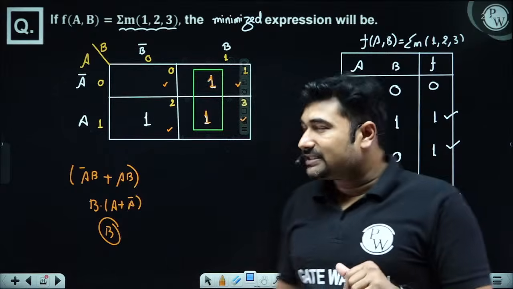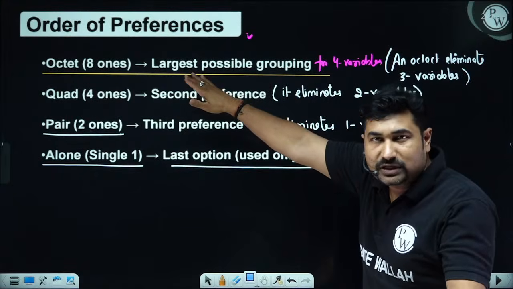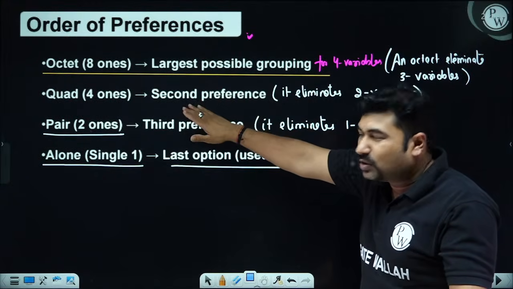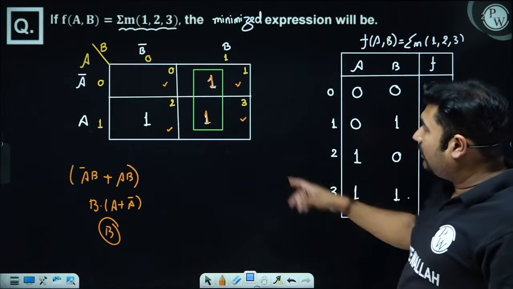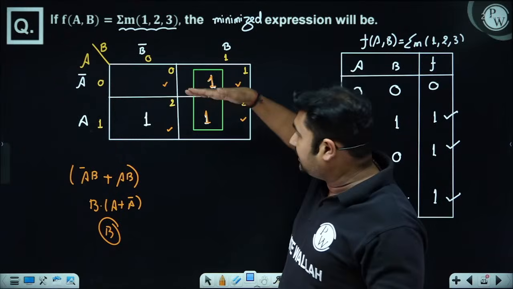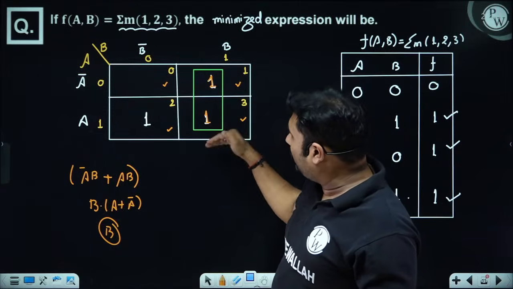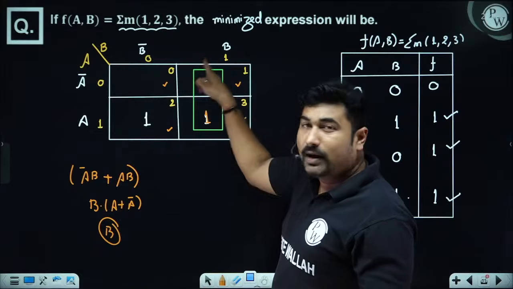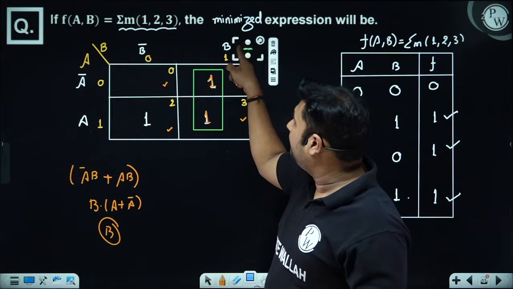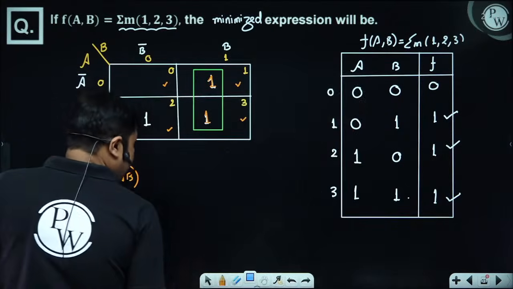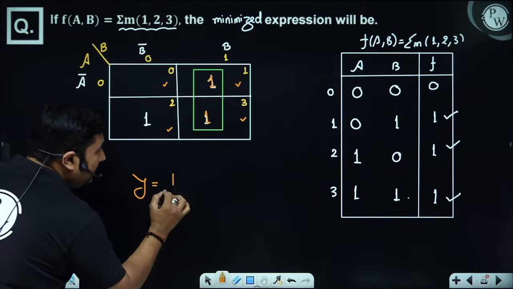As per the preferences, the first preference is given to octet, which is not possible in 2 variables. Quad, not forming any quad. Then the third preference is pair. If you observe, this is forming a pair because they are sharing the boundary. These two will differ by only 1 bit, so we can take the common. What is common in their minterms? Common in their minterms is B only. So I can write directly, this pair will give B plus.